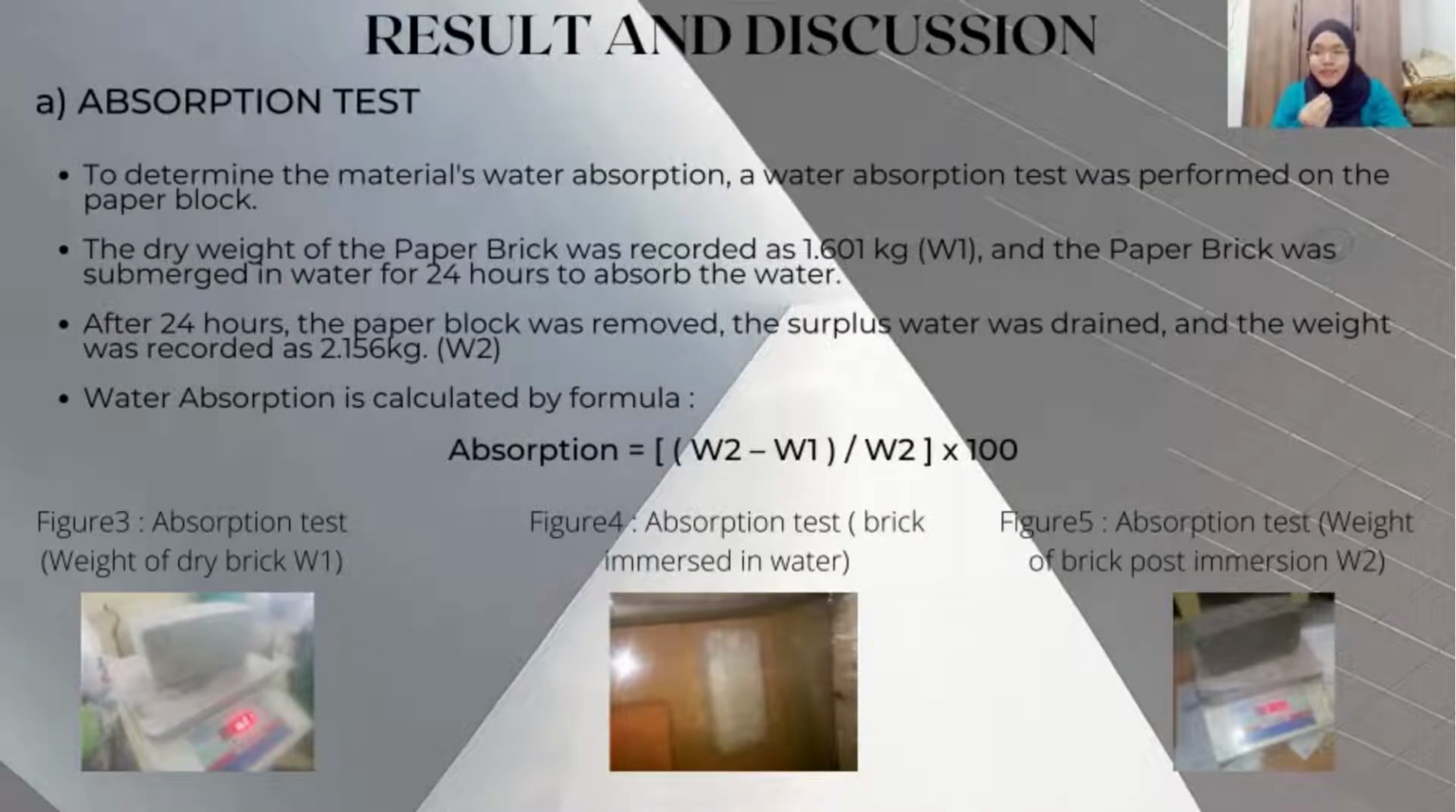Next, results and discussion. Absorption, compression, and fire resistance tests, with a compressor, water tank, and electrical oven, are used to calculate the developed brick's strength. For the absorption test, to determine the water absorption of the material, a water absorption test was performed on the paper block. The dry weight of the paper brick was recorded as 1.601 kg as W1, and the paper brick was submerged in water for 24 hours to absorb water. After 24 hours, the paper block was removed, the surplus water was drained, and the weight was recorded as 2.156 kg, which is W2.